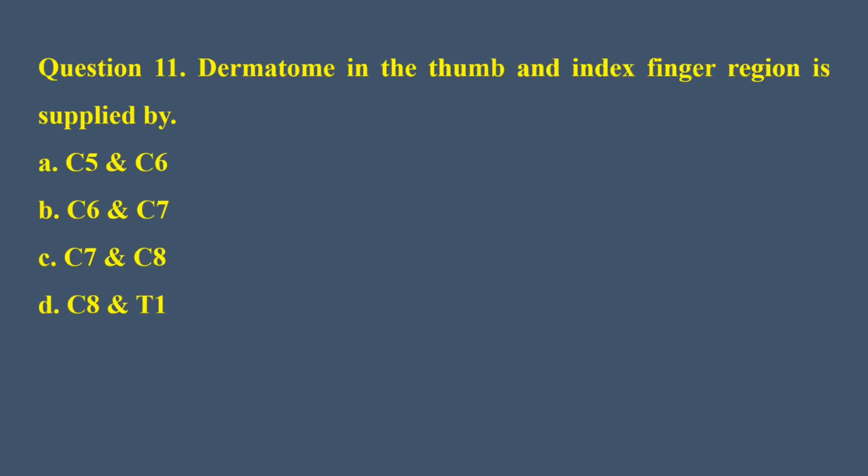Question 11. Dermatome in the thumb and index finger region is supplied by A. C5 and C6, B. C6 and C7, C. C7 and C8, D. C8 and T1. Answer is B. C6 and C7.